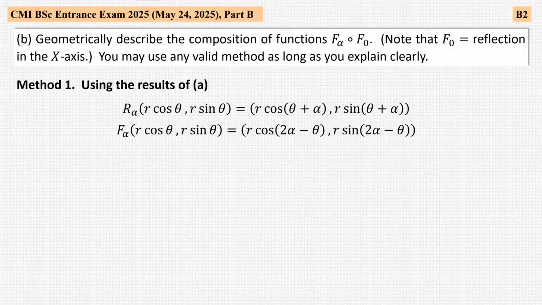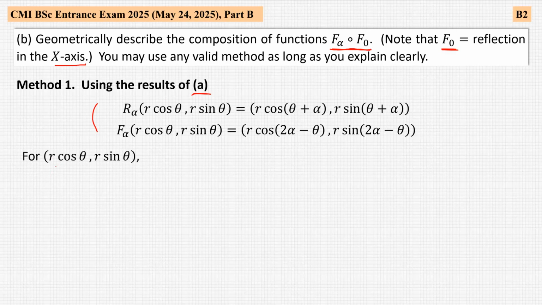And problem B, geometrically describe the composition of functions F alpha of F0. Note that F0 is the reflection in the x-axis. I will show you 2 methods, and let's start with the most intuitive method, which is just using the results we obtained in the previous problem.